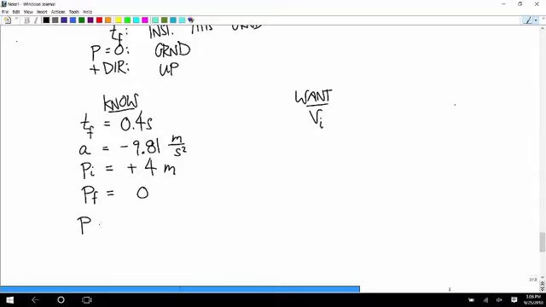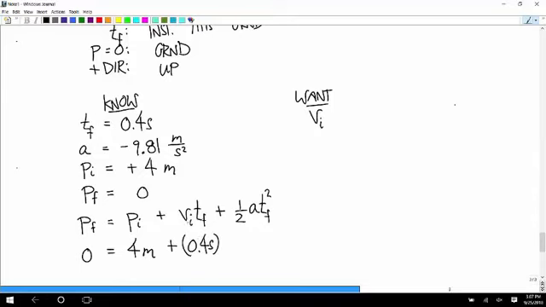The equation that we're going to use is P final is equal to P initial plus V initial time final plus 1/2 A time final squared. So 0 is equal to 4 meters plus 0.4 seconds times VI plus 1/2 times negative 9.81 meters per second squared times 0.4 seconds squared.